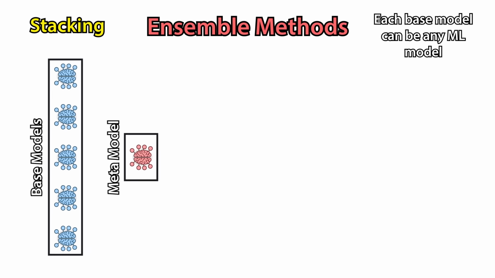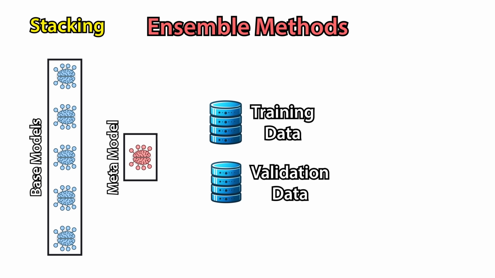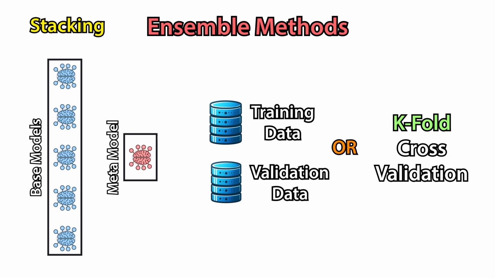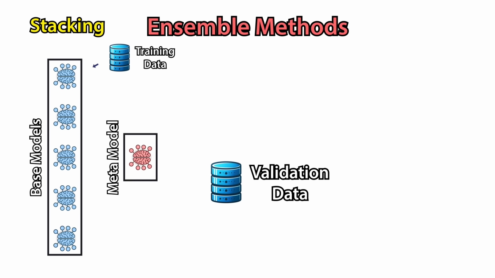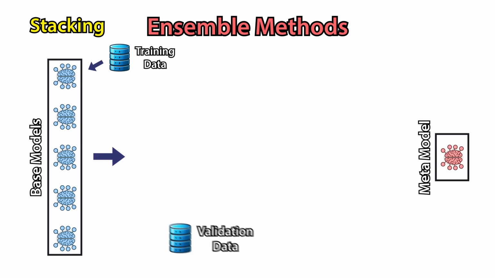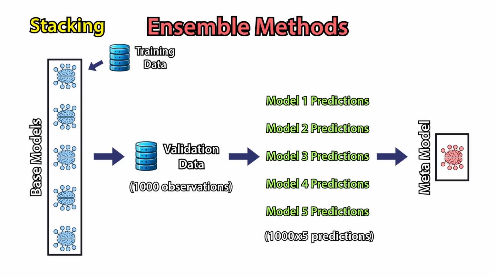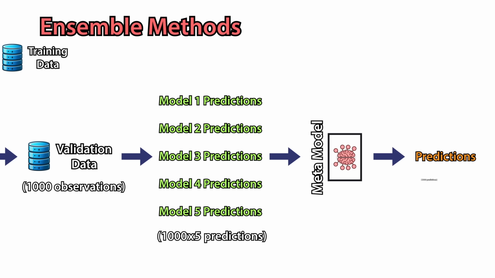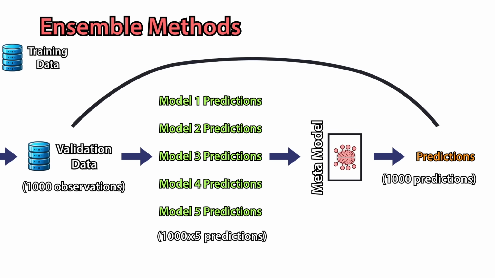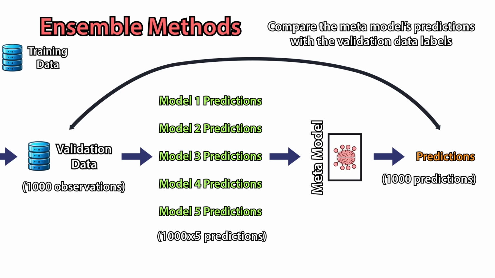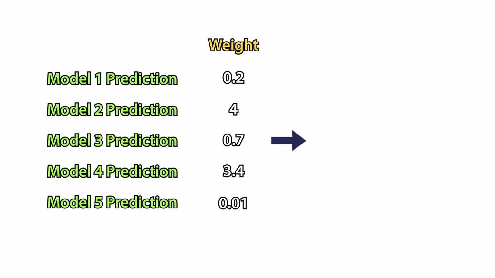Each base model can be any ML model. The data is first separated into training and validation sets. Or you can use k-fold cross-validation instead. You use the training data to train the base models. Each base model generates predictions on a validation set, or sometimes the original data set, depending on the implementation. These predictions are then used as input features for the meta-model. The target variable for the meta-model remains the original target variable from the validation data. The meta-model learns how to combine the predictions from the base models to make the final prediction.